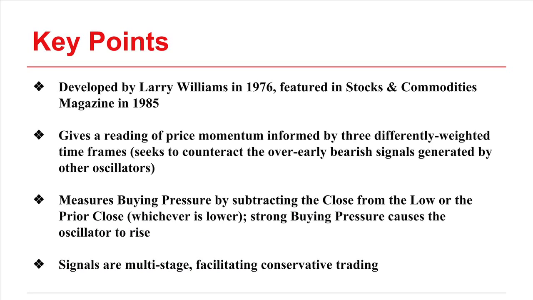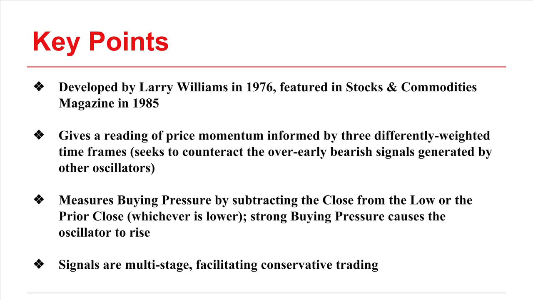The ultimate oscillator is one of the many indicators developed by Larry Williams. It was popularized by a 1985 issue of Stocks and Commodities magazine. The indicator provides a reading of price momentum by sampling three differently weighted time frames. This use of multiple time frames is intended to combat some of the problems with other oscillator indicators, such as premature signals that a trend is coming to an end.